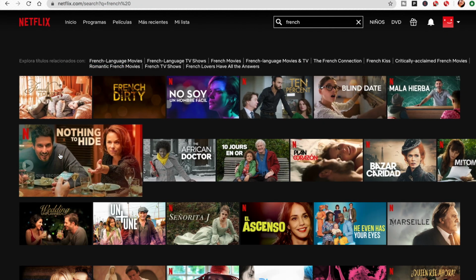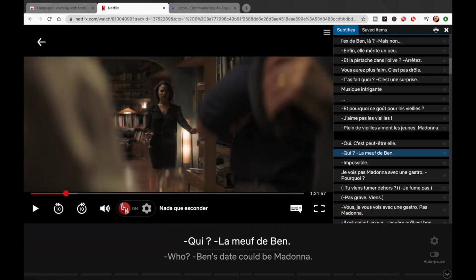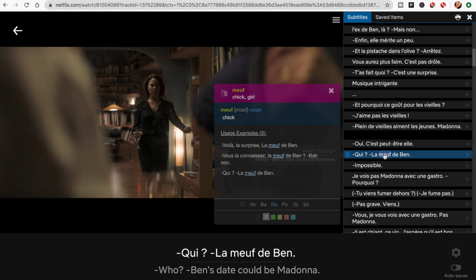So now I'm just going to choose this movie, which is originally in French, and I would usually wait until there is a word in the dialogue that I don't know. But for the sake of this example, I have already chosen the word meuf, which is slang for girl or woman in French. One of the good things about learning languages with Netflix is that it even recognizes slang like this. So when you hover on the word, you can see that meuf is translated to chick or girl, which would be the equivalent in English.